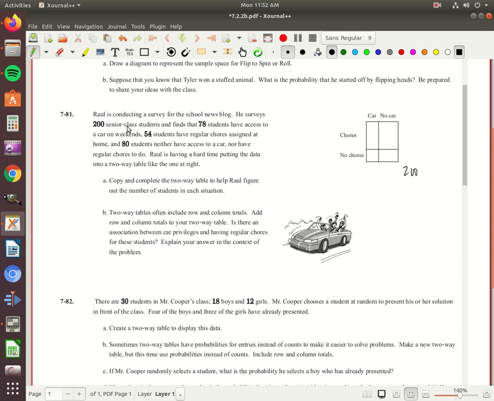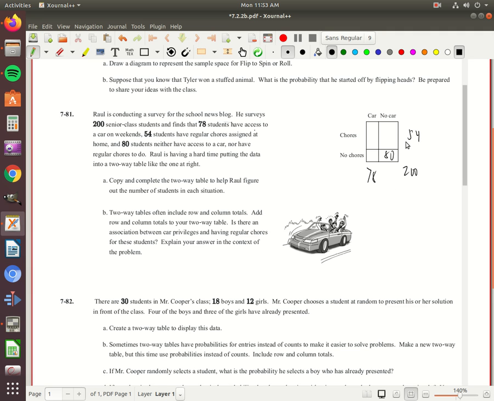78 had access to a car on weekends. It doesn't say anything about having chores, so that must be a total. 54 have chores assigned at home, but it doesn't say anything about a car, so that must be a total. And then 80 have neither access to a car nor chores. So that mentions both, so that can go in the middle. So that's going to go right there.